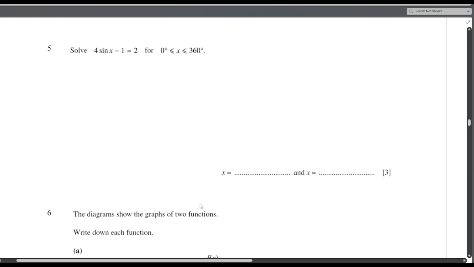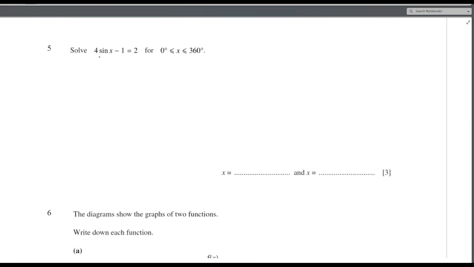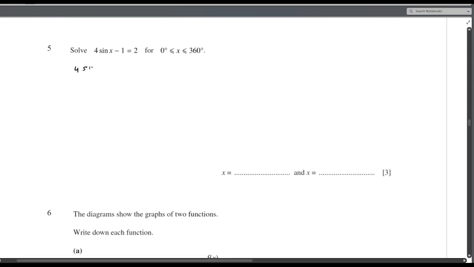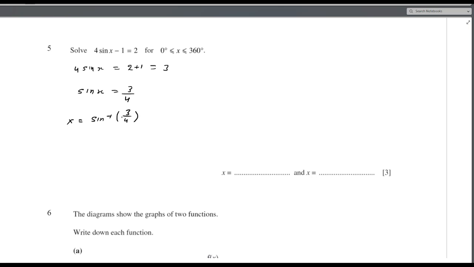Now question number 5, 4 times sin x minus 1 is 2. So here you have to find x. First of all, I will say that 4 times sin x will be equal to 2 plus 1, which is 3, and sin x will be equal to 3 divided by 4. So the value of x will be sin inverse 3 divided by 4. Sin inverse of 3 divided by 4 will give you 48.6.